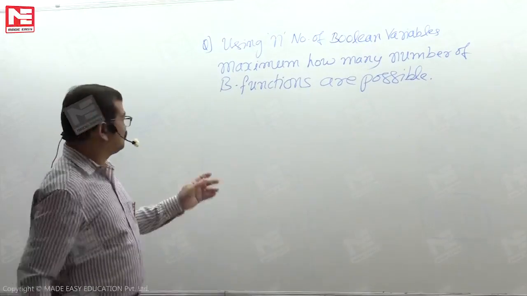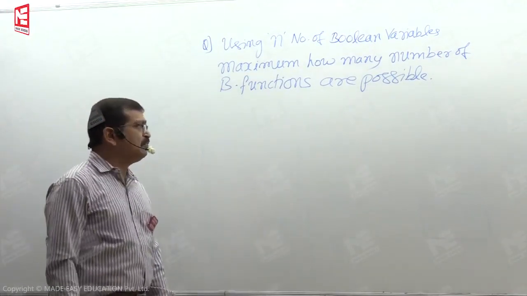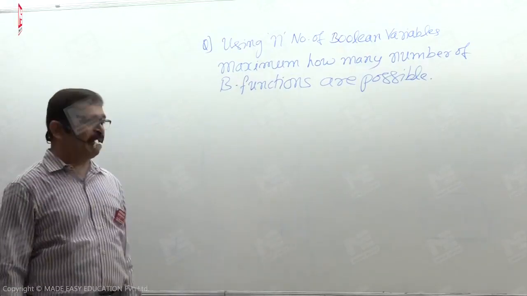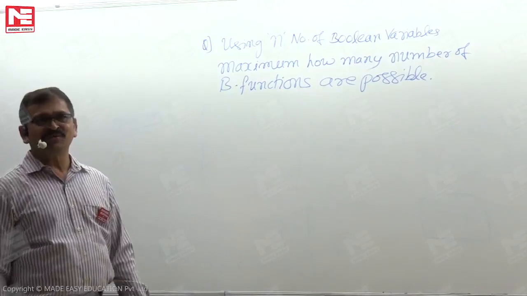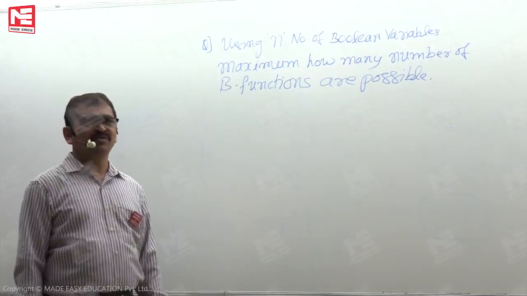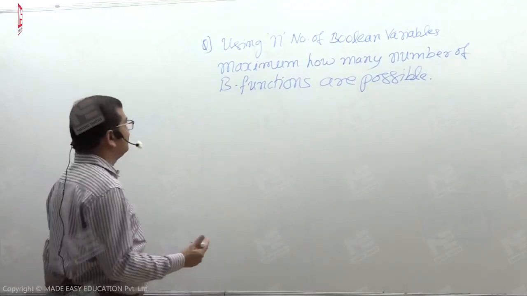So let us take this question. Using n number of Boolean variables, maximum how many number of Boolean functions are possible? It is one of the standard questions. It was a question in the GATE paper many times. No need to talk about which year, many times.